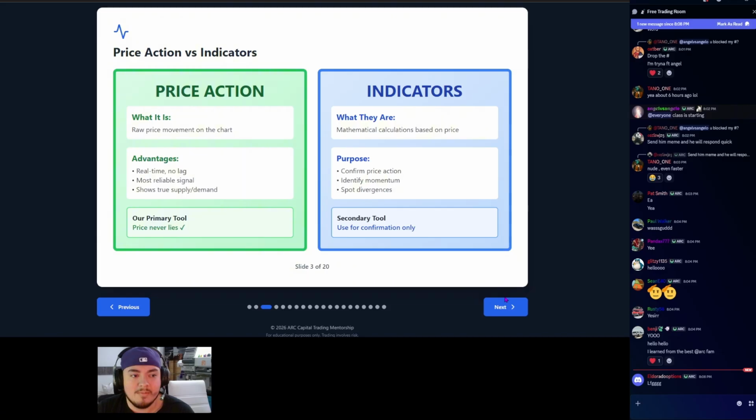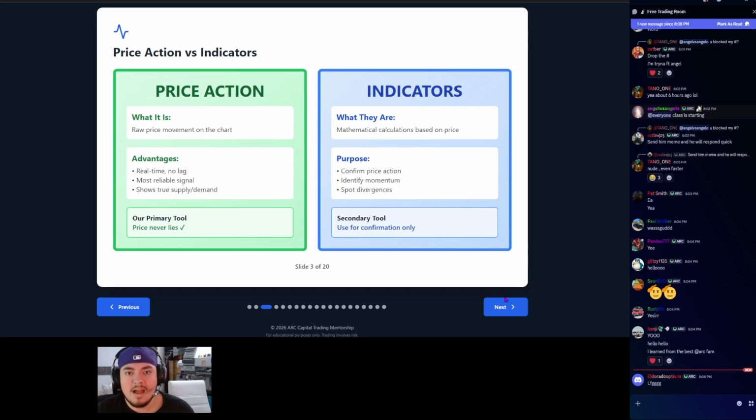Indicators, what are they? Mathematical calculations based on price. Purpose: confirms price action, identifies momentum, spots divergence. So you guys always see in the live trading calls that we're also updating you guys on where price is relative to our indicators, whether that's the VWAP bands, using the middle VWAP band as a dynamic support and resistance, or using our arc clouds to be able to tell if we are in an uptrend or a downtrend and if there is the volume and momentum to back that trade up.